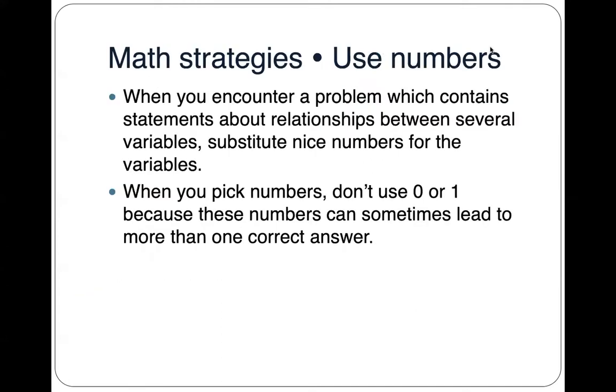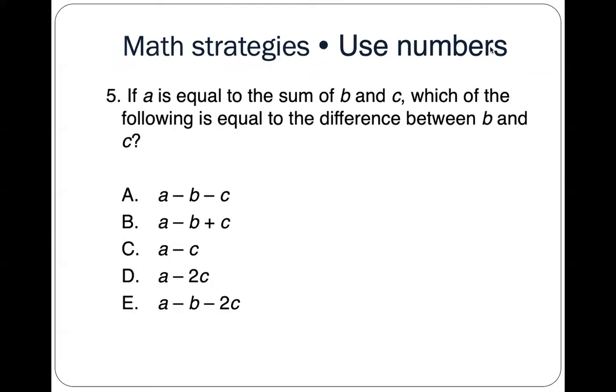All right, when you encounter a problem which contains statements about relationships between several variables, practice substituting nice numbers for the variables, low numbers. And when you pick numbers, don't use 0 or 1, but maybe a 2, a 3, a 4, and a 5, or however many you would need. Because the numbers 0 and 1 can sometimes lead to more than one correct answer.